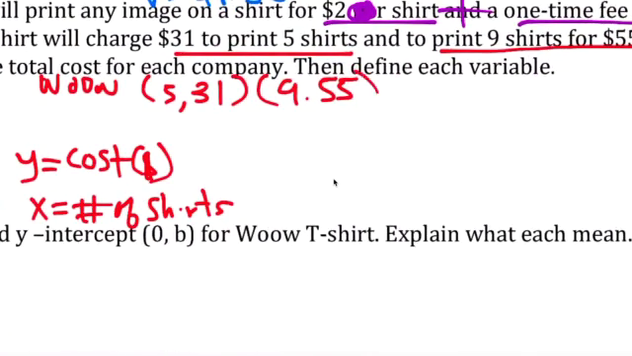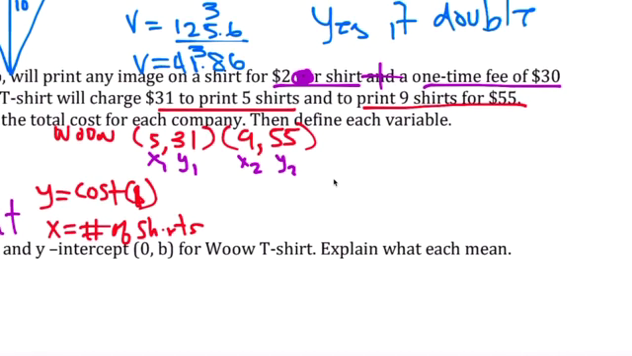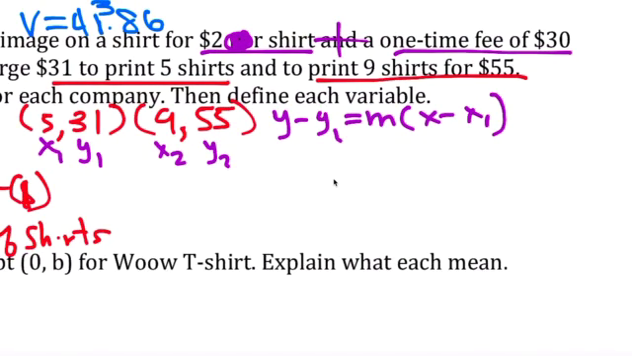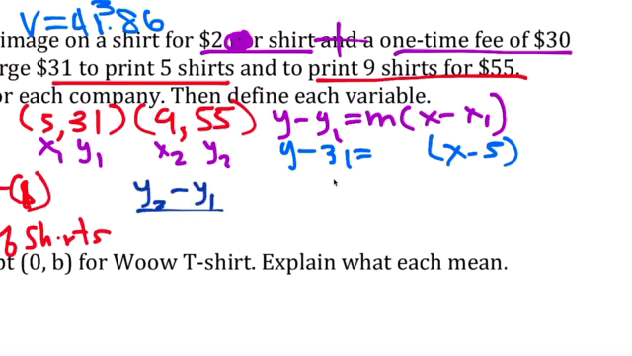Okay, so here you need to do point slope. X sub 1, Y sub 1. X sub 2, Y sub 2. Y minus Y sub 1 equals M parentheses X minus X sub 1. Okay, so Y minus Y sub 1, 31, equals M. We need to find M. X minus 5.